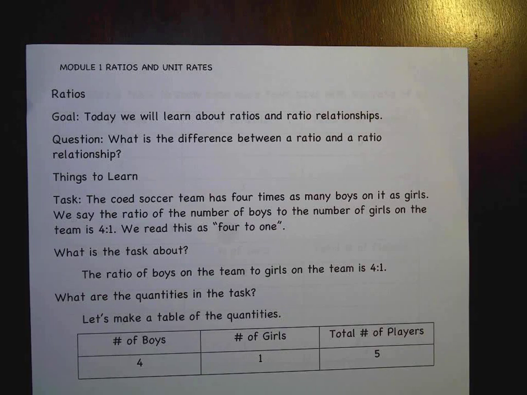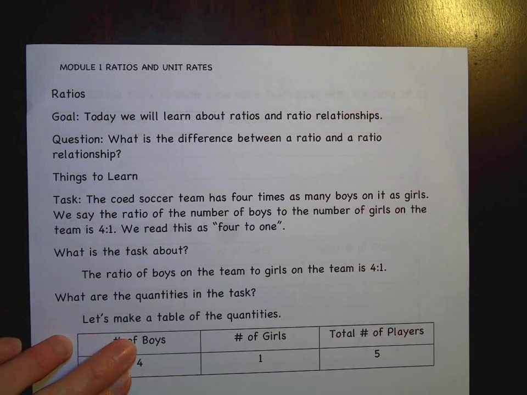Okay. So if we're looking at the task, it says the co-ed soccer team has 4 times as many boys on it as girls. So what is the task about? The task is about a ratio of boys on the team to girls on the team. And when you figure out what that ratio is, you're comparing boys to girls. So for every 4 boys, there's 1 girl. Okay? The quantities in the task are boys and girls, because quantities are the nouns that make up the task. So the nouns in this specific scenario are boys and girls.